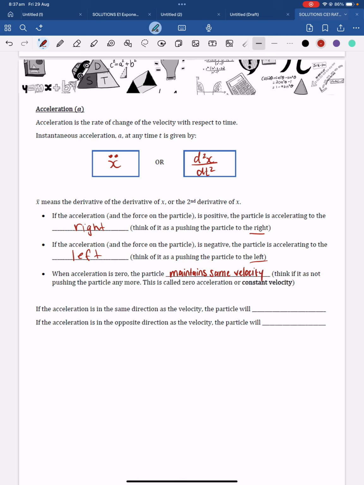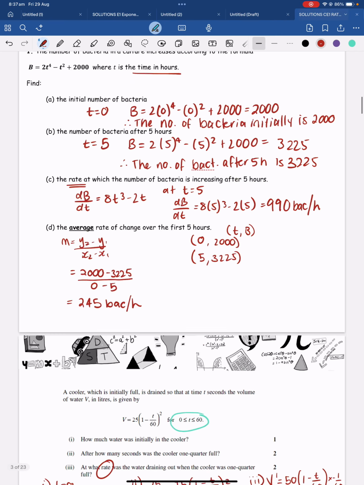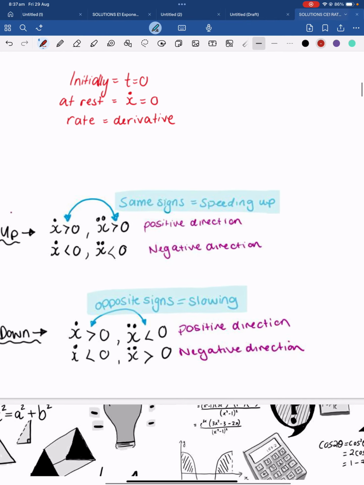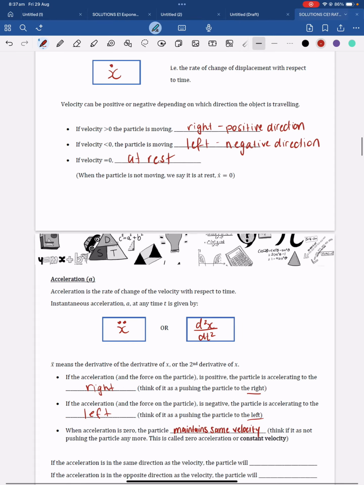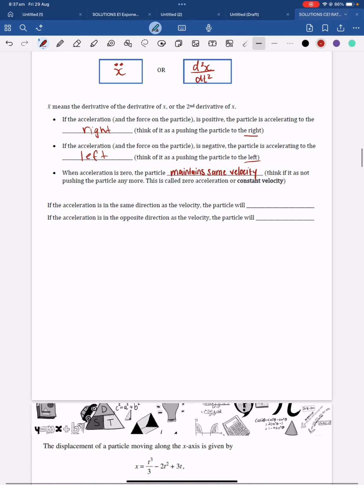And think, if something's traveling at a certain speed and then you're not accelerating, that means you're not going to be changing that velocity. So it's going to just stay the same speed. So this is where we're looking at this next part, what we had in this little summary here. So remember, same signs, speeding up, okay? Same signs, speeding up. If the acceleration is in the same direction, the particle will speed up. Opposite directions, slow down.